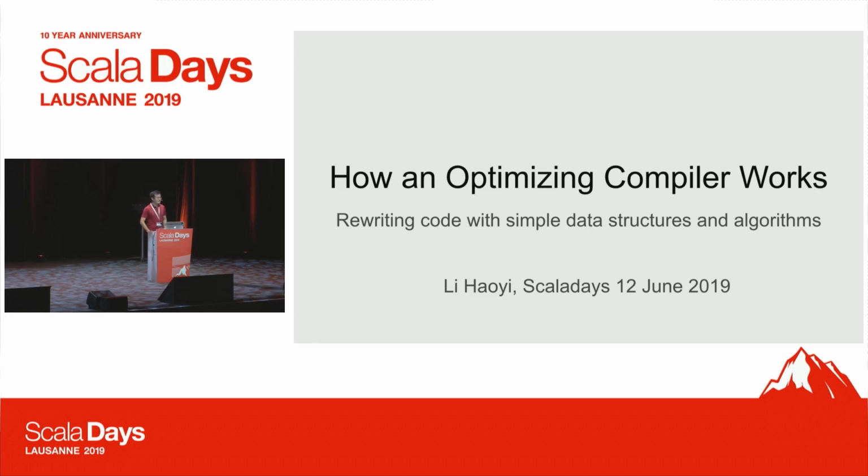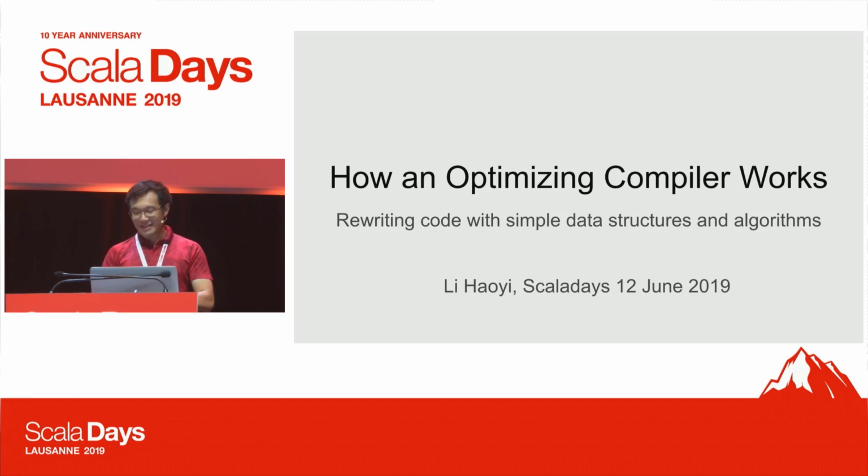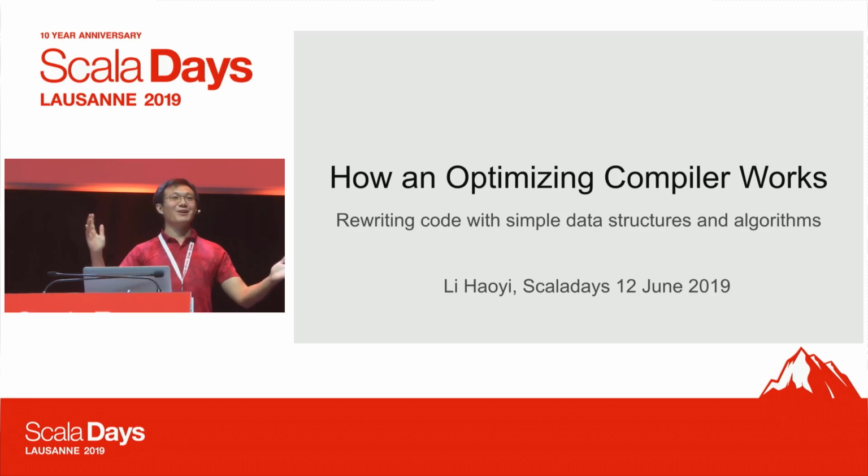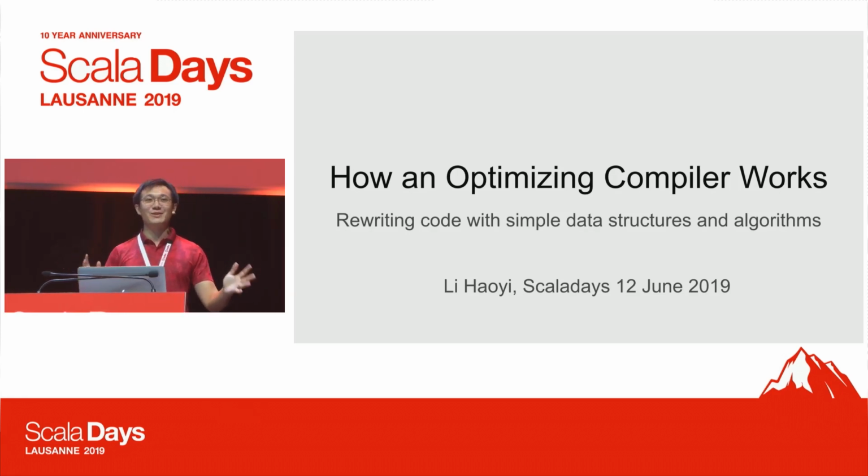My name is Haoyi, and this talk is going to be about how an optimizing compiler works. There are a number of optimizers in the Scala ecosystem. You have the Scala JS optimizer, you have the Scala JVM optimizer, you have the JavaScript JIT compiler, you have the JVM JIT compiler, you have the Scala LLVM optimizer. And the question is, if you want to write your own optimizer, how would you do that? Let's say any one of you wanted to say, I want my own Scala optimizer. How do you write your own Scala optimizer to do useful optimizations?